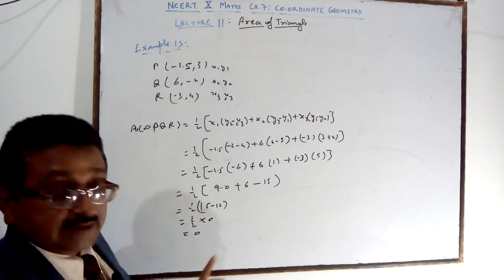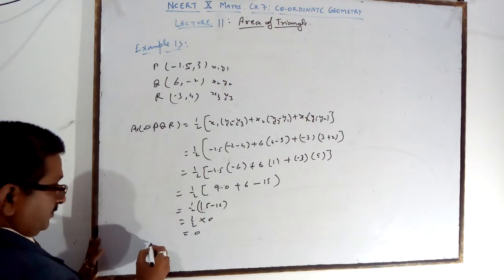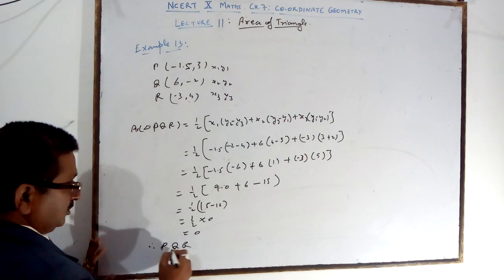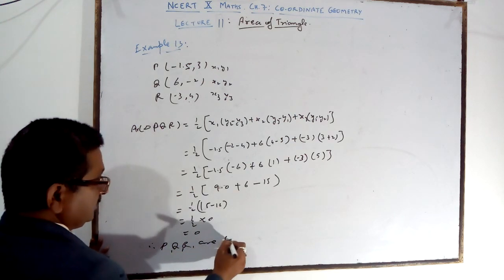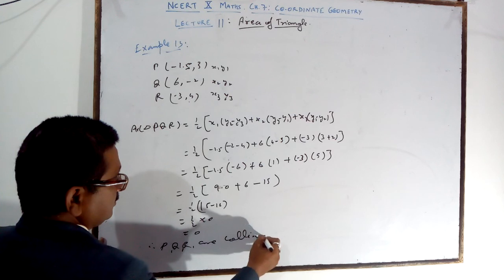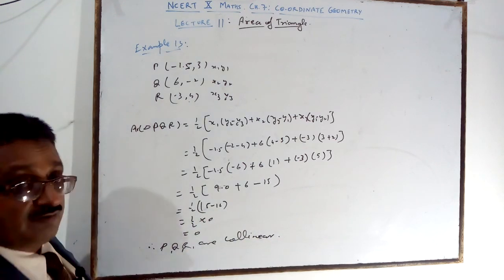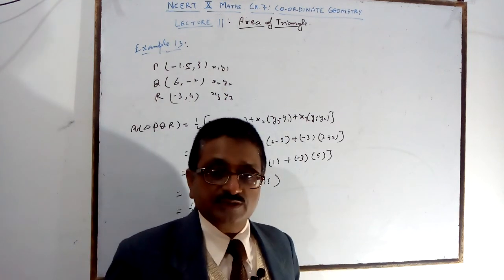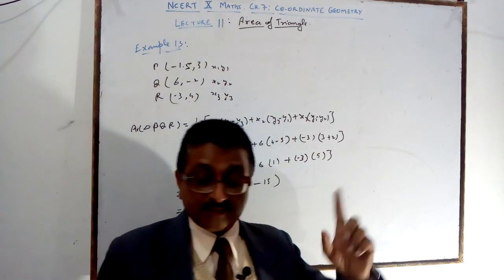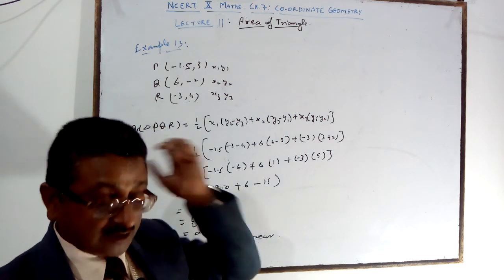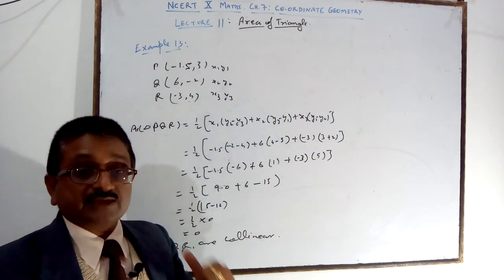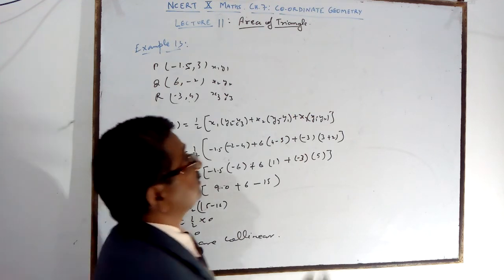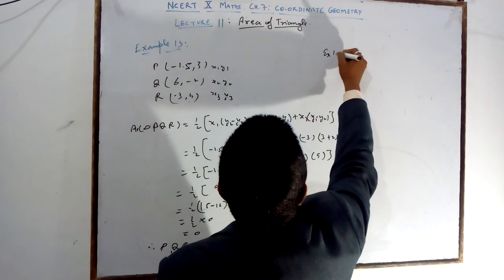Area is 0, it means there is no triangle, therefore because area is 0, P, Q, R are collinear points. In the distance formula I have told you collinear. So if you want to prove collinear, it is not given by any rule. Exercise 7.1 question also you can do. Prove that these points are collinear. You find the area. If area is 0, then it is collinear. Easily you can get.